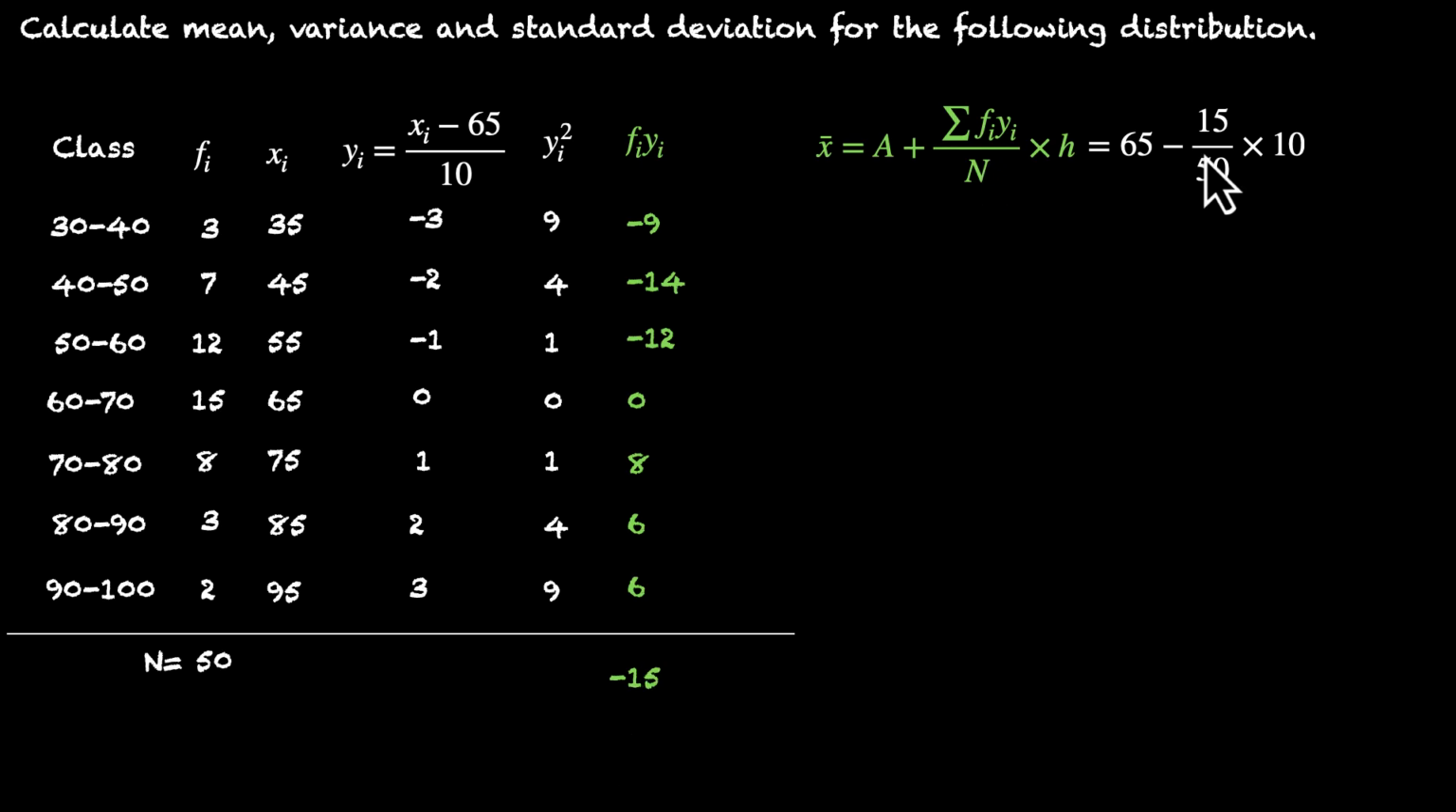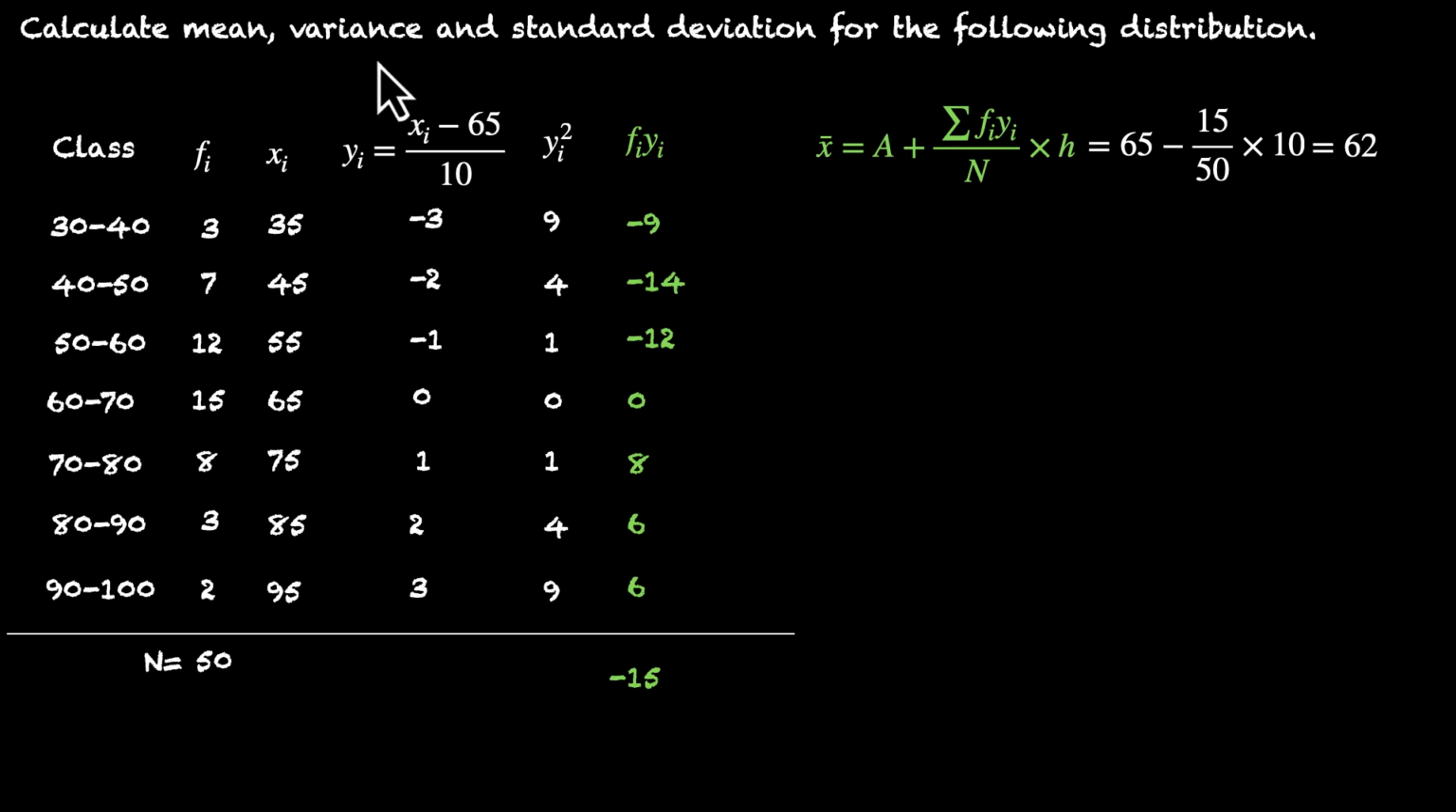So plus minus is minus. Minus 15 by 50 times 10. 10 cancels out. 15 by 5 is 3. So 65 minus 3 equals 62. This is our actual mean for this distribution. So we have figured out the mean.